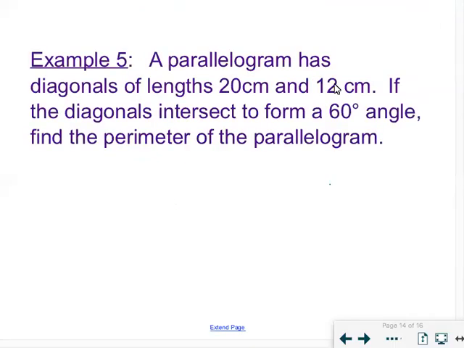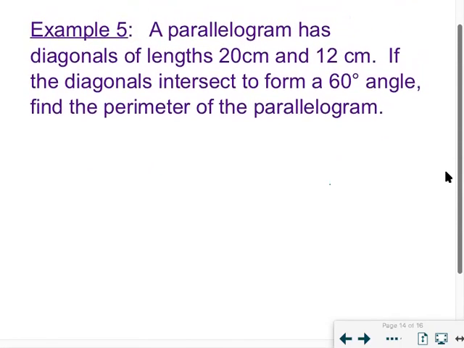This last example is going to reference a different shape. It's a parallelogram, which has diagonals of lengths 20 centimeters and 12 centimeters. If the diagonals intersect to form a 60-degree angle, find the perimeter of the parallelogram. There are some properties of parallelograms we need to remind ourselves of from geometry right now.